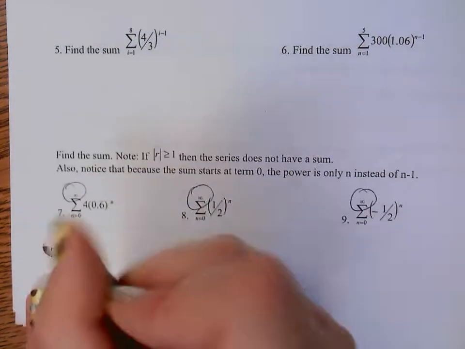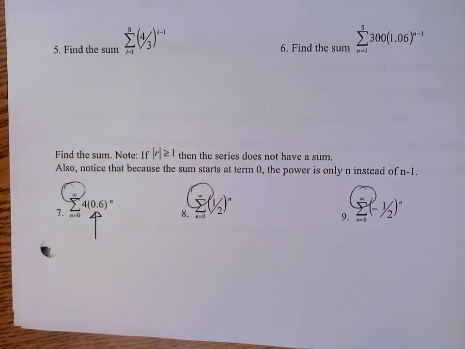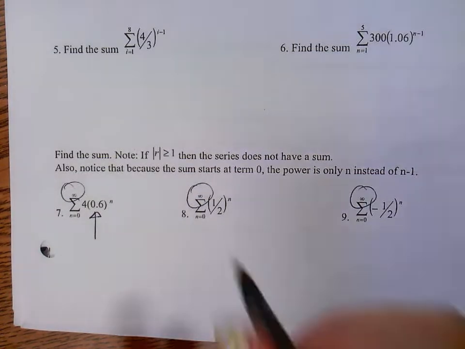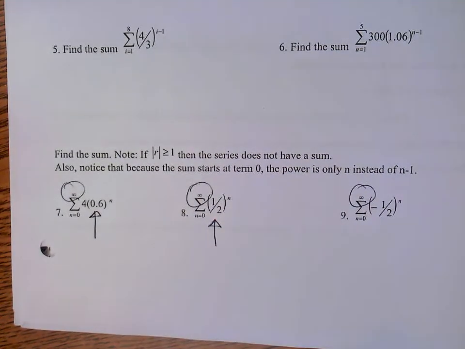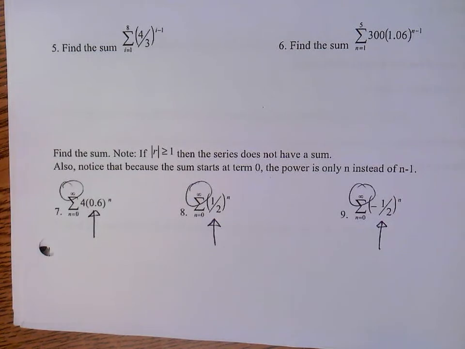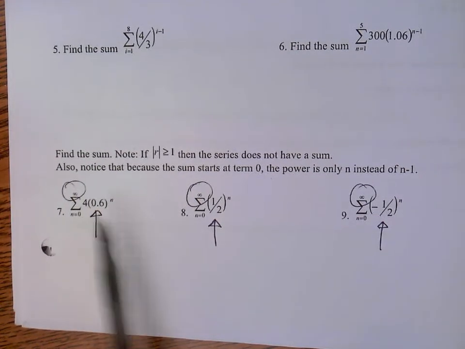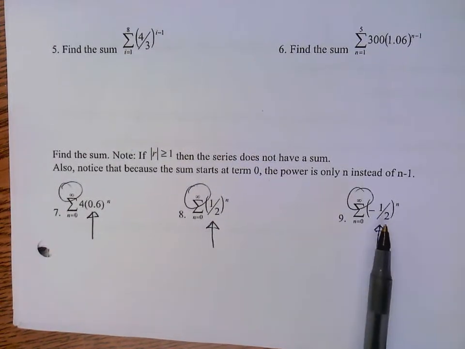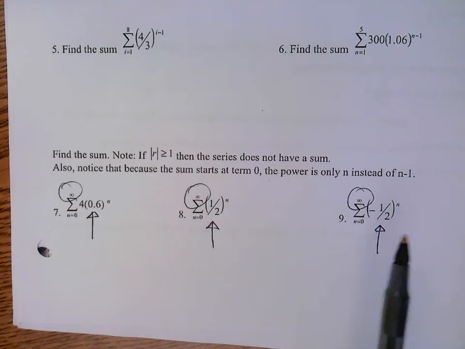So you look at your ratio. If my ratio is 0.6, will it converge? Yes. What's my ratio on this one? 1/2. So that will converge. What's my ratio on this one? -1/2. So that will converge. So the only time it'll converge is if your ratio is less than 1. If your ratio is 2, you just say that it diverges. You can't solve the problem.